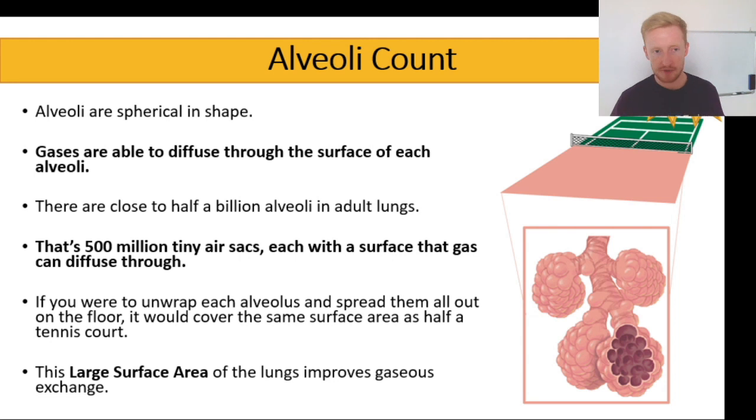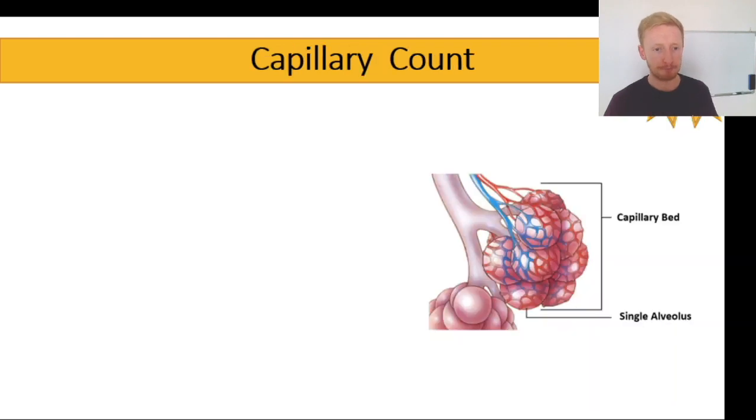So a large surface area because we've got a high alveoli count, because they're spherical in shape. What goes hand in hand with that, because it's one thing to have loads of air bubbles, but we need blood to exchange the gases with. We need the capillaries. Well, we've got a high capillary count as well. Capillarization of the lungs.